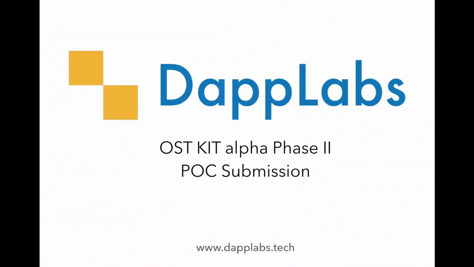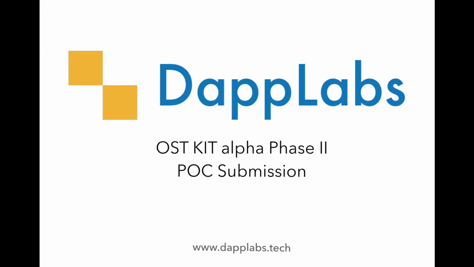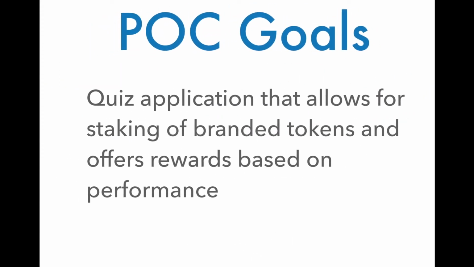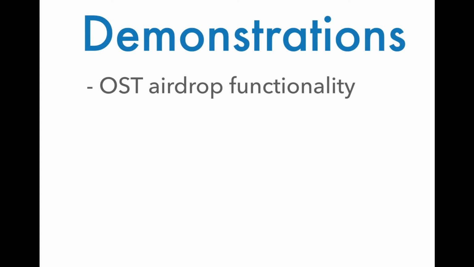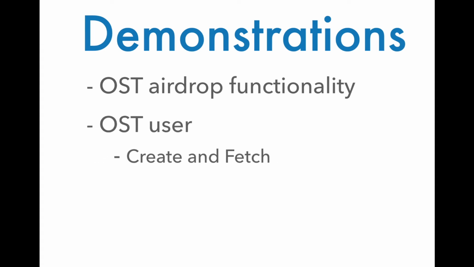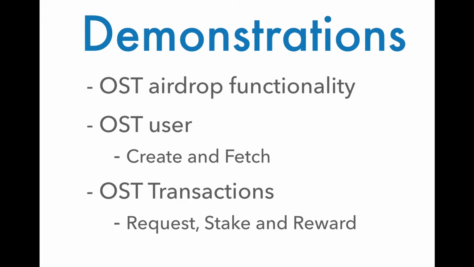Let's first quickly go over our POC goals, following which we'll be able to show you a live demonstration of the user actions on our POC and relevant backend logs. Well, the prime goal of our POC was quite simple. It was building a quiz application that allows for staking of branded tokens and offers users rewards based on the performance on these quizzes. The key actions that we demonstrated as a part of building this POC were usage of the OST airdrop functionality, usage of the OST user API to create and fetch users, and usage of the OST transactions API to create request, stake, and reward transactions as a part of the POC.